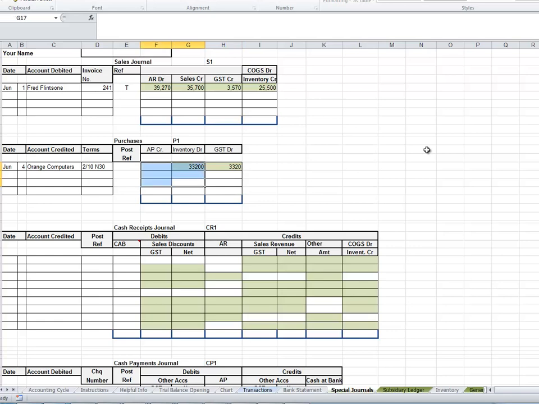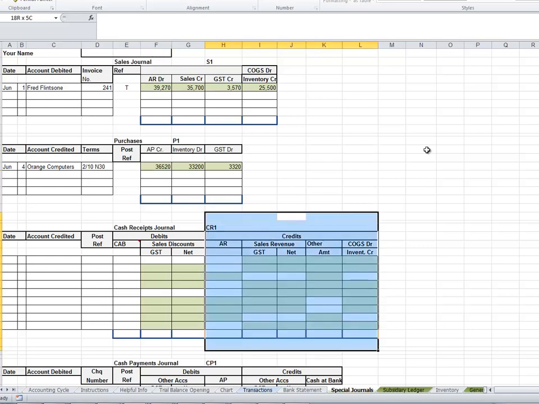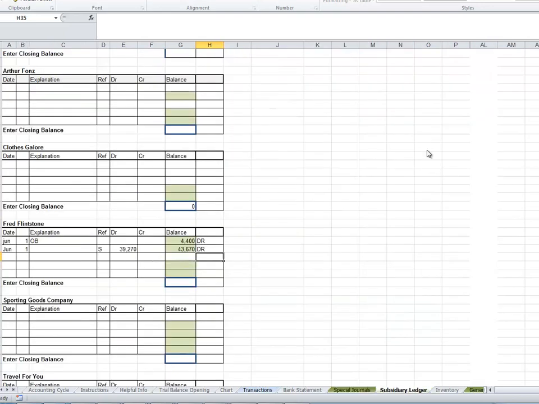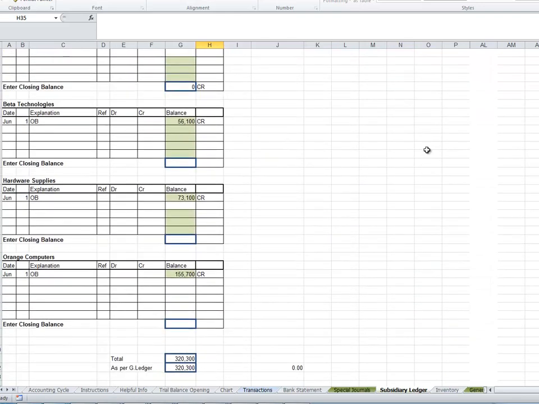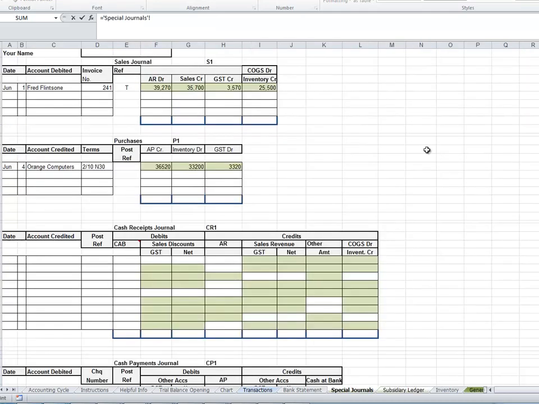So what's our total that we owe for this? Is 33,200 plus 10% GST is 36,520. Now we need to post this to the subsidiary ledger. What subsidiary ledger? Accounts payable. Subsidiary ledger accounts payable, Orange Computers, June 4, Purchases Journal. It's going to be a credit. We'll go to Special Journals, a credit of 36,520.